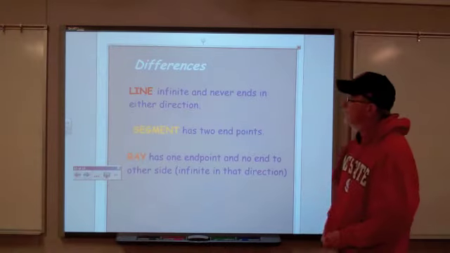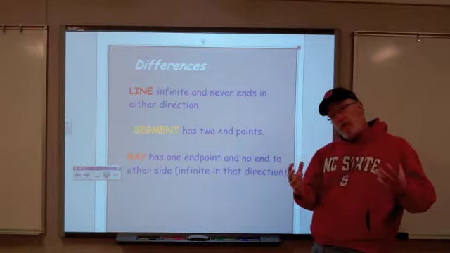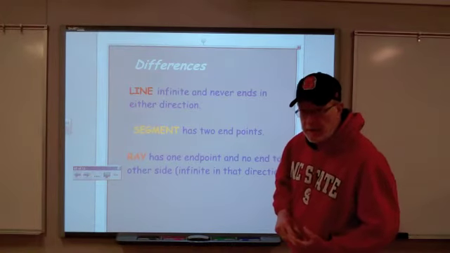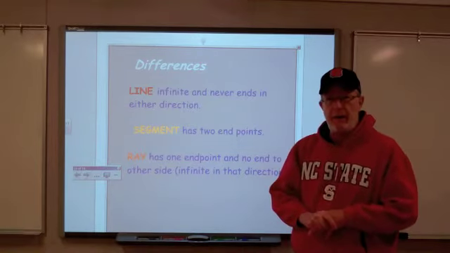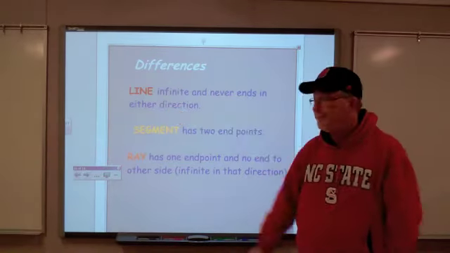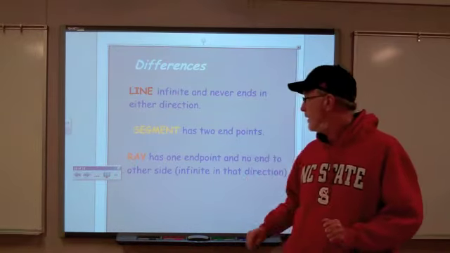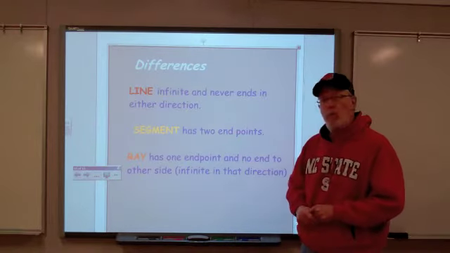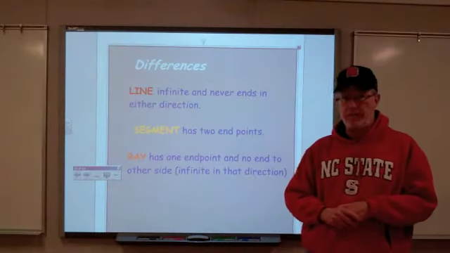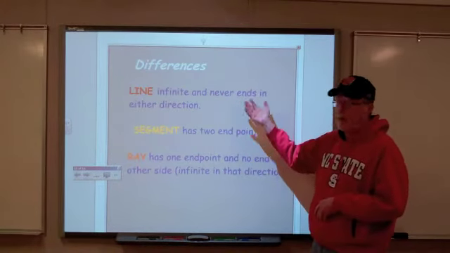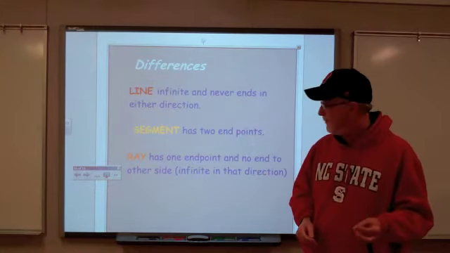All right, differences. Make sure you get this down. We want to make sure that everybody can talk coherently about the differences. Hint, hint, it may be a drawing problem. A line is infinite and never ends in either direction. Just keeps going. A segment has two endpoints, very defined, very limited. A ray has one endpoint and no end to the other side, which of course means it goes on infinitely in that direction. So here are our differences between a line, a segment, and a ray.